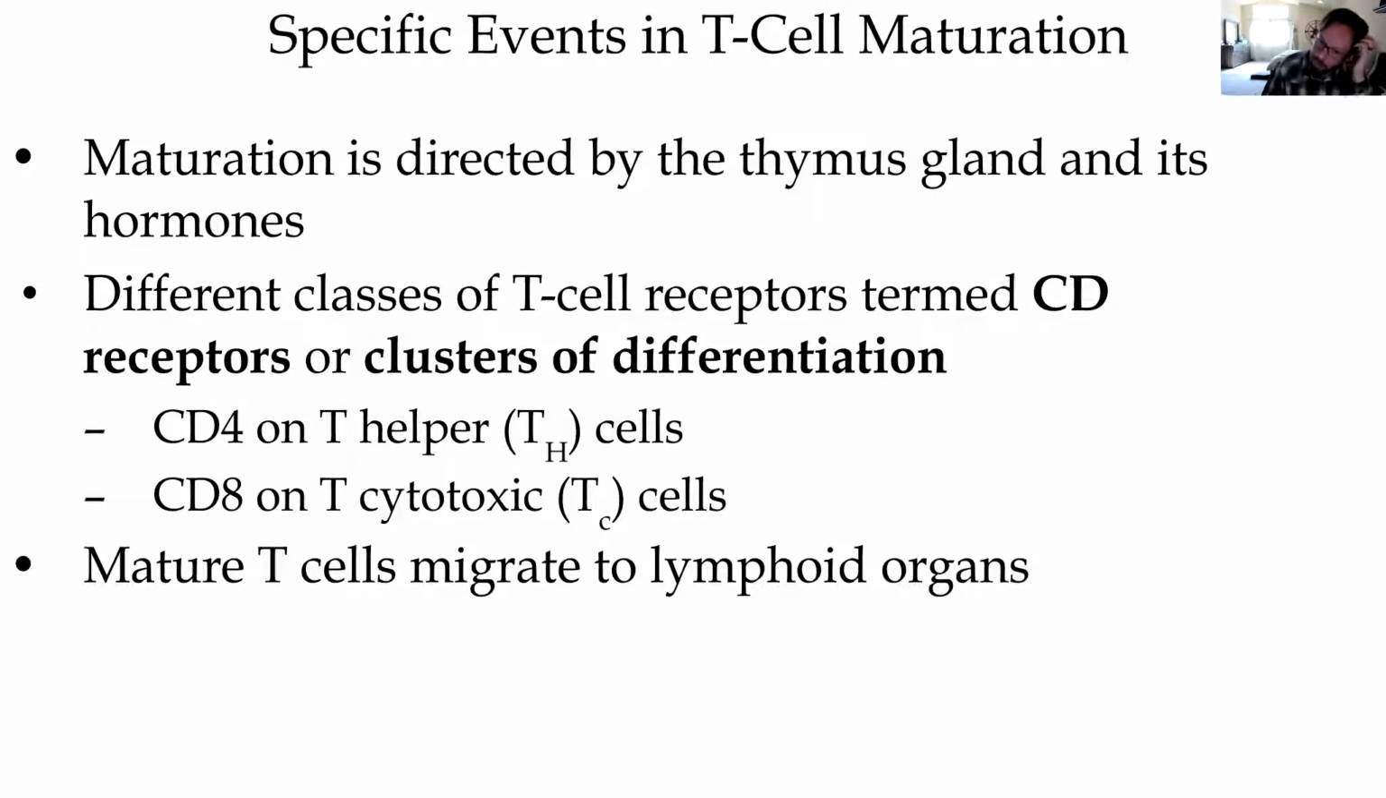Yeah, just review. That's what I've all said. So CD4, helper cell; CD8, cytotoxic cells. They migrate to the lymphoid organs, right? The lymph nodes and the lymphatic system, from the thymus.